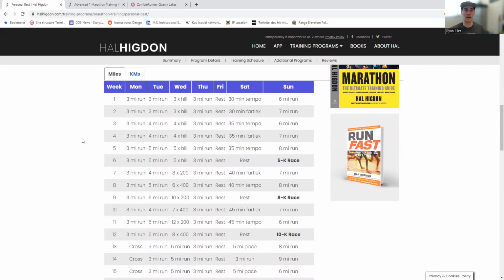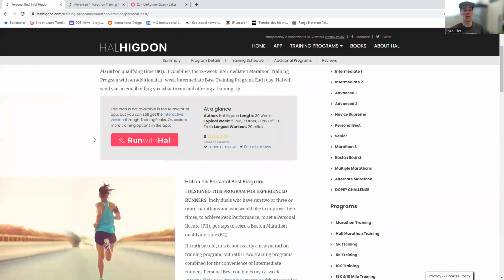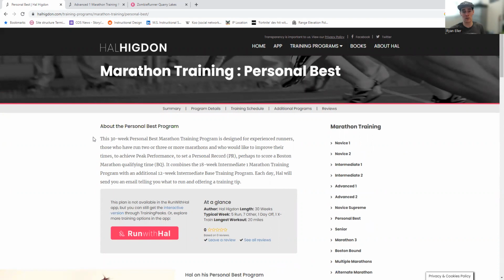So overall, this is the personal best program. I think it's very simple to understand. Not a lot of differentiation in terms of how we do speed work, only 3 or 4 different types of speed work, but I think a program that could be useful for really just about any level of runner. So I hope this gives you a decent overview of the program and how to utilize it.